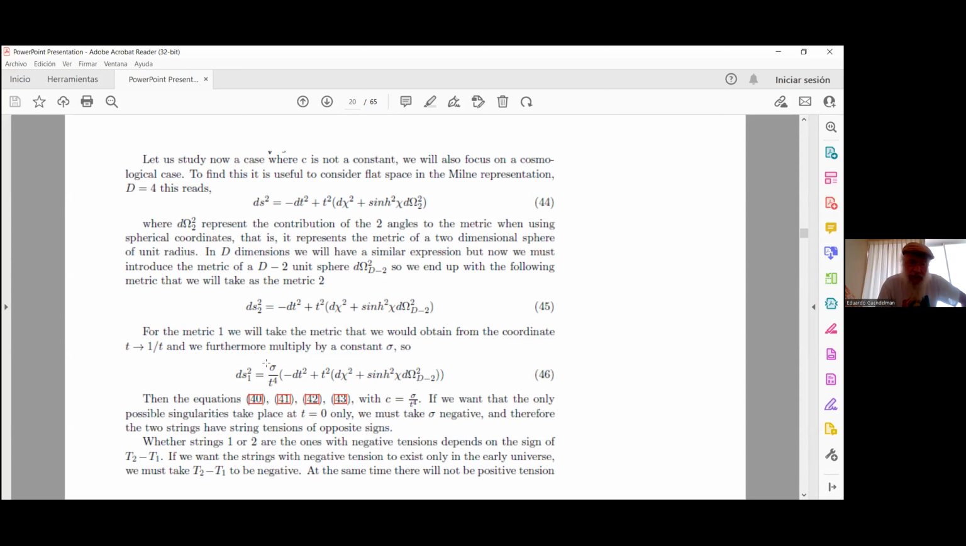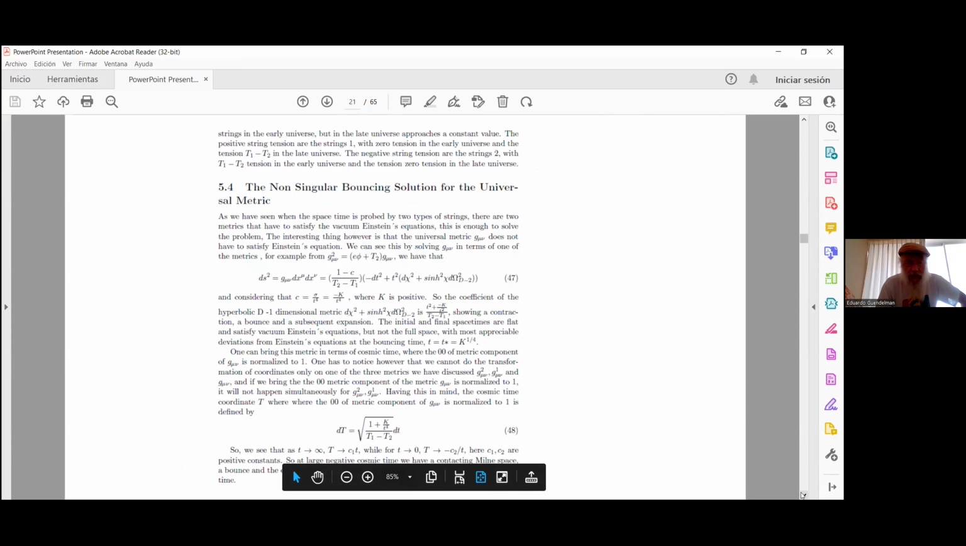You can multiply by another constant, so you get the value of C. Then you can solve for the two metrics, the metric 1 and metric 2, the embedding metric. And you can play around with one tension negative and one tension positive, and then you get non-singular solutions.